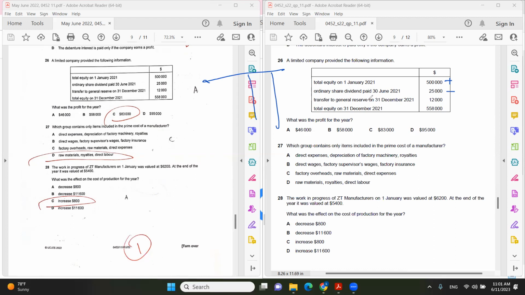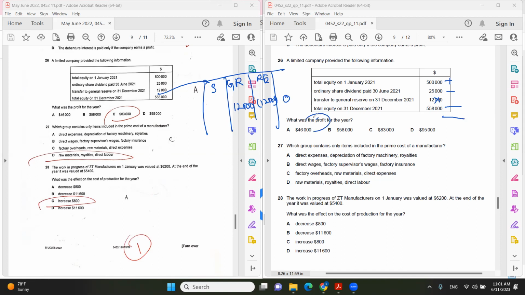Transfer to general reserve. Under the statement of changes in equity, you have 3 columns: share capital, general reserve, and retained earnings. When they say transfer to general reserve, this 12,000 will go here, and then here will be a minus. So eventually it is a 0. So there is no effect. Your total equity is the end balance.